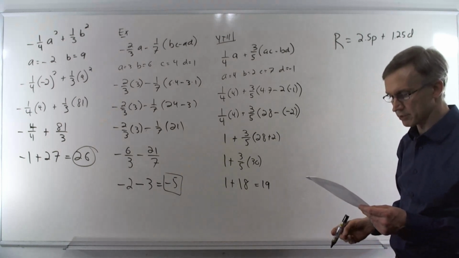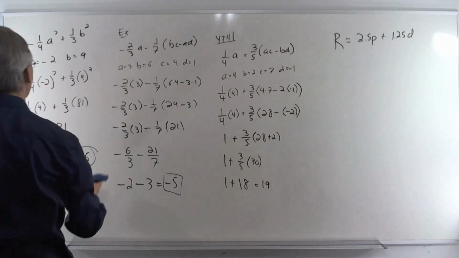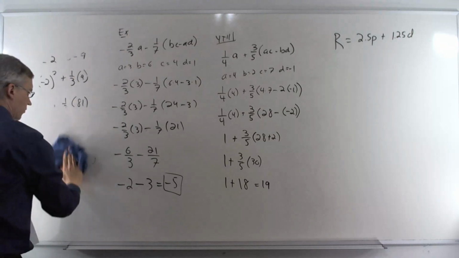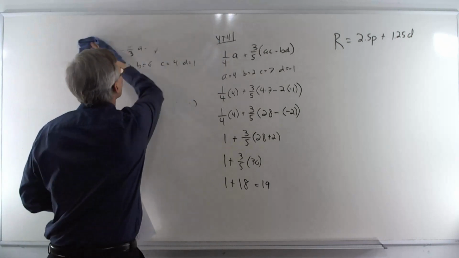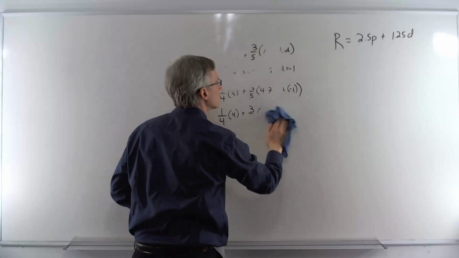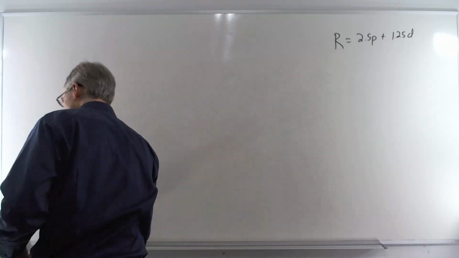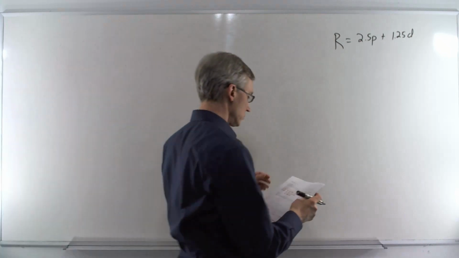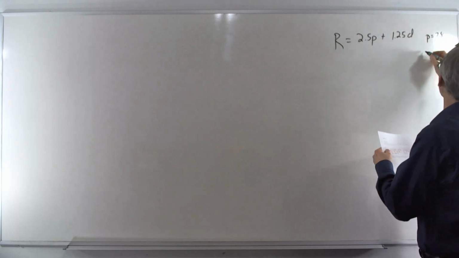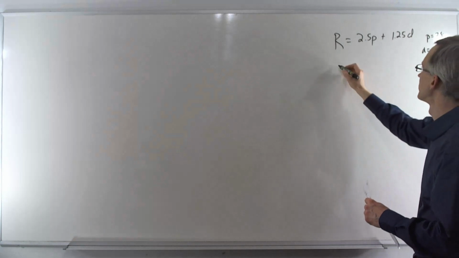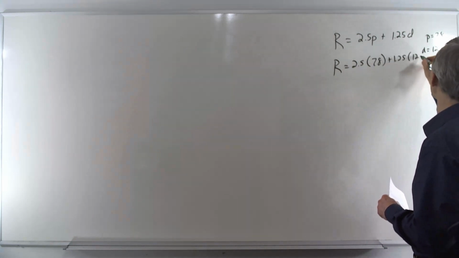All right, now, if the owner sells 78 pretzels and 123 drinks a day, what's the total revenue? Go ahead and calculate that. So we're given that it sold 78 pretzels and 123 drinks. So that means P is 78, and D is 123. So let's plug those values in. R equals 2.5 times 78 plus 1.25 times 123.